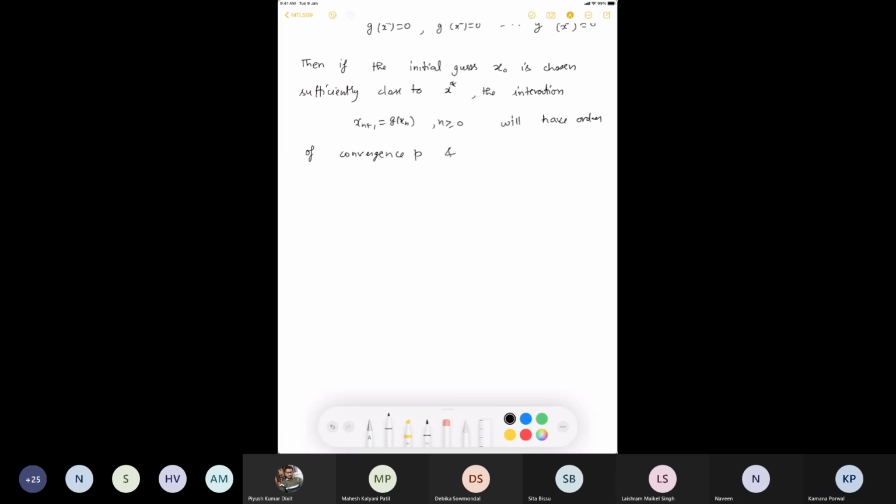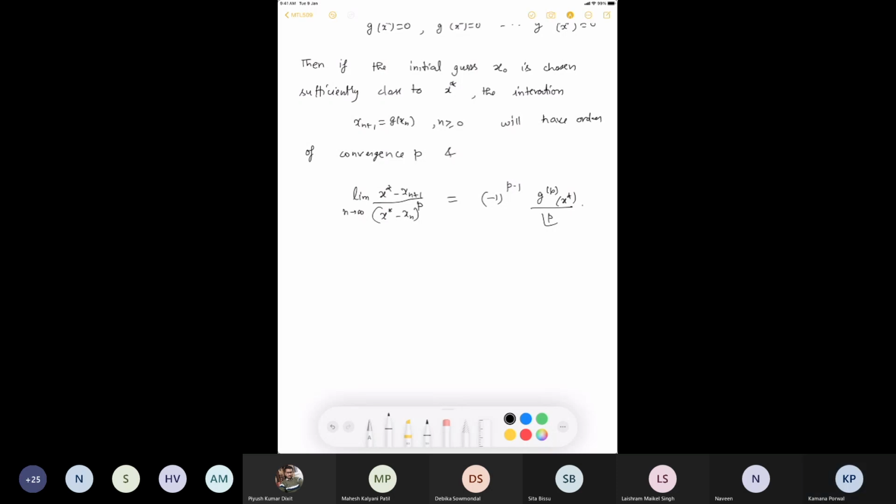And we can explicitly find the limit of (X star minus xn plus 1) divided by (X star minus xn) raised to power P. This is going to be minus 1 raised to power P minus 1, G^(P) evaluated at X star, divided by factorial P.